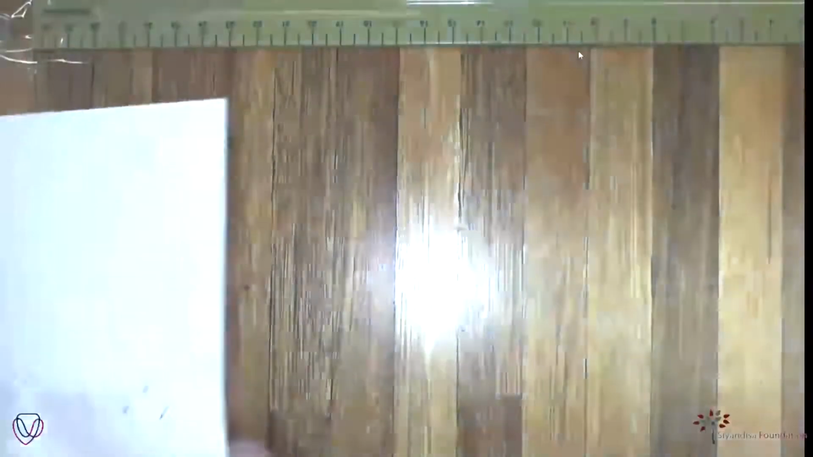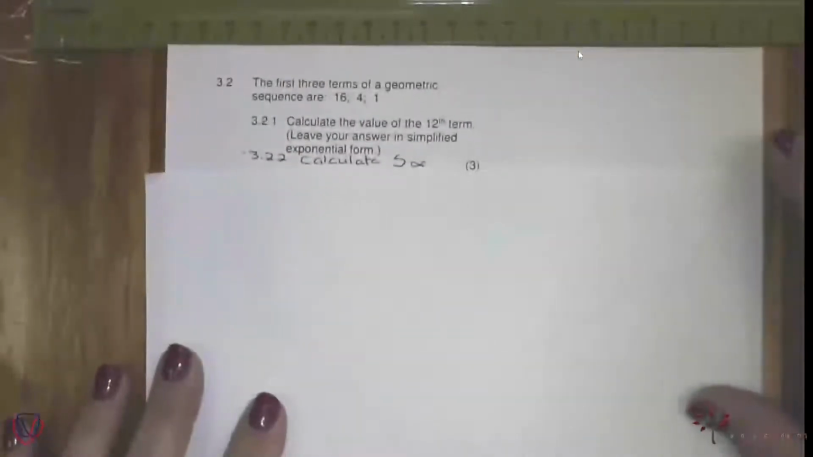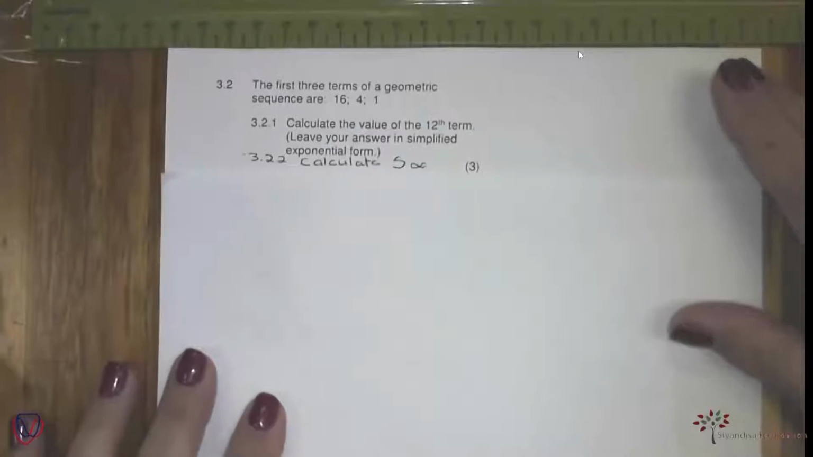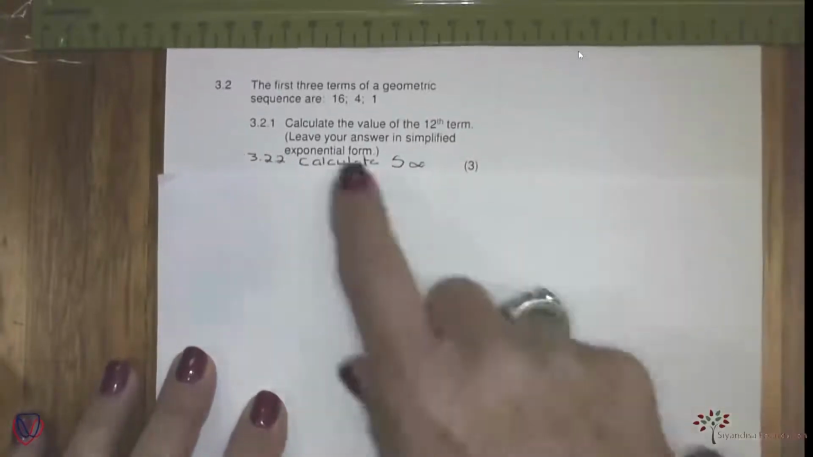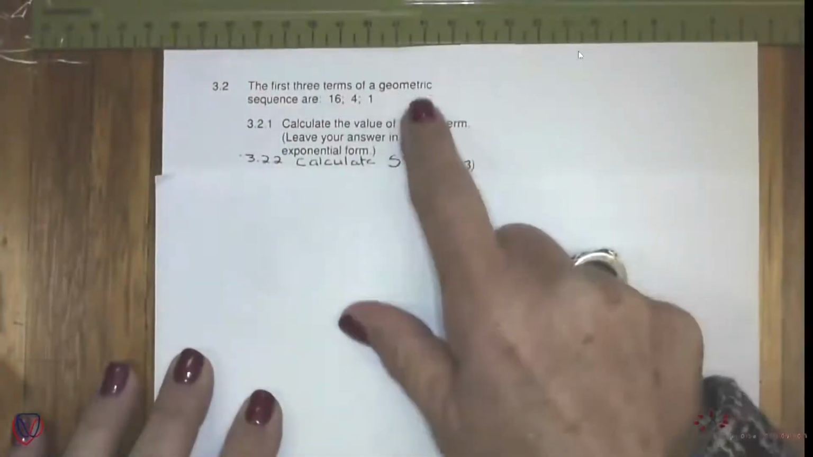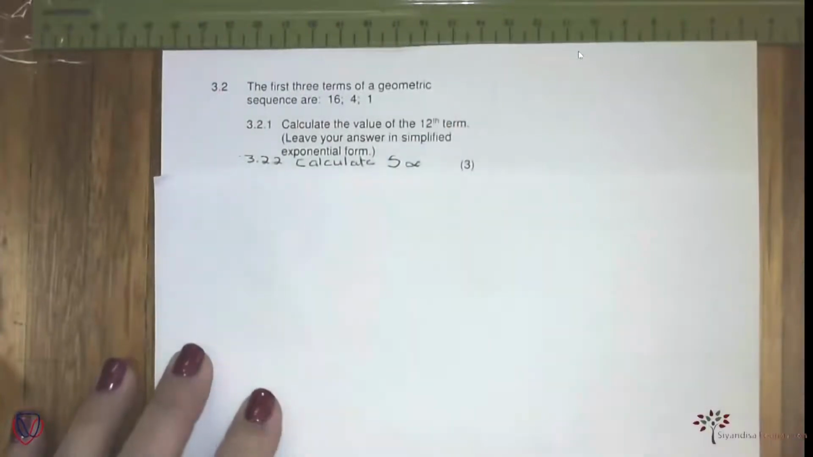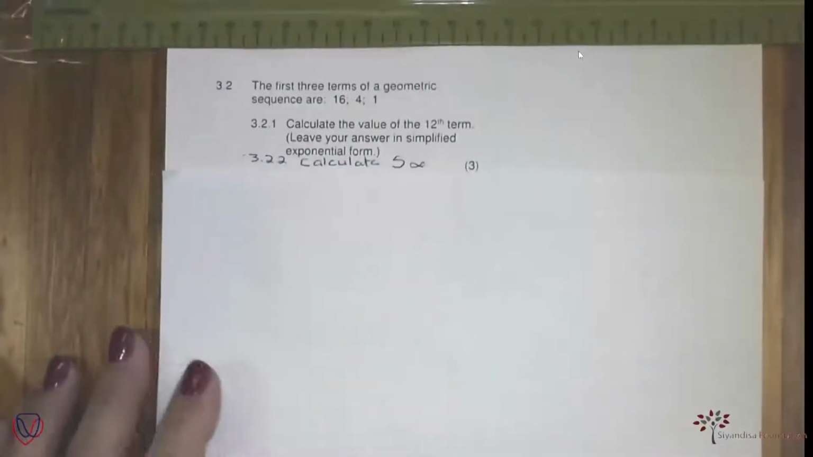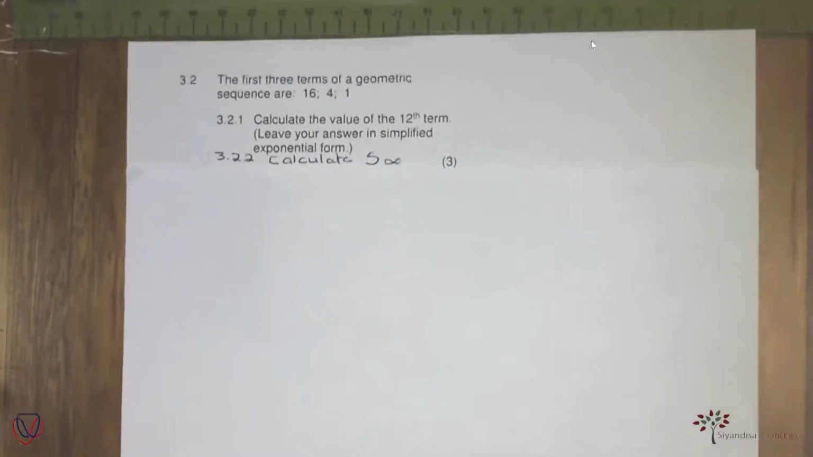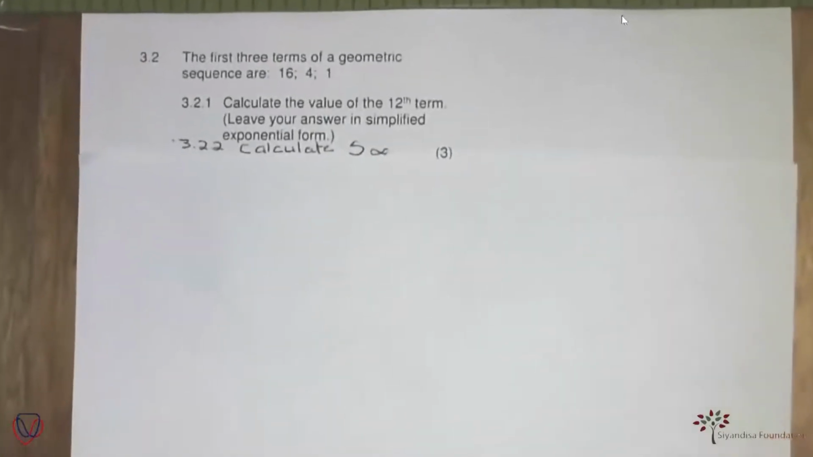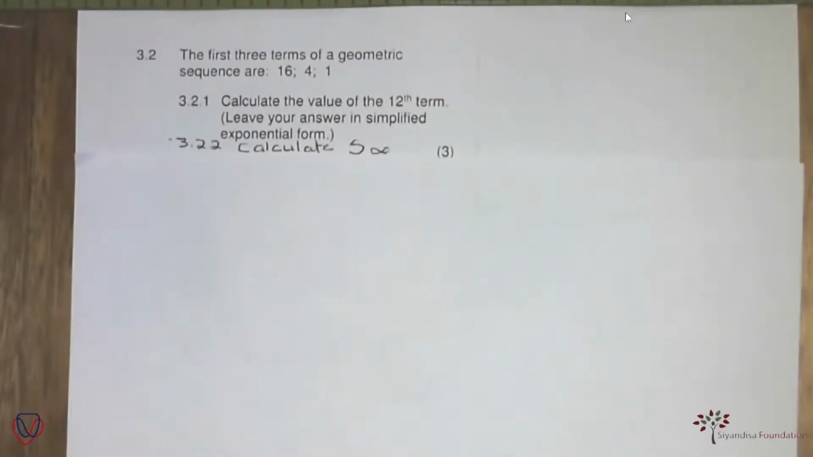And that is going to be question 3.2. Question 3.2, we are given 16, 4, and 1, and they said to us it's geometric. Sometimes they don't say to us that we are working with a geometric sequence. Then we'll have to check ourselves. How do we check that?